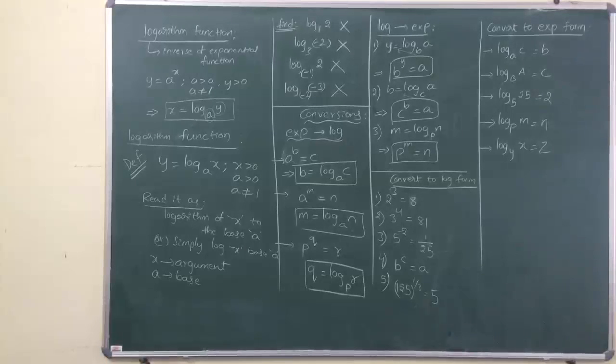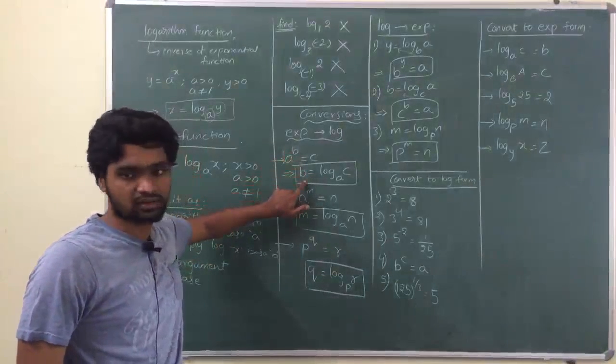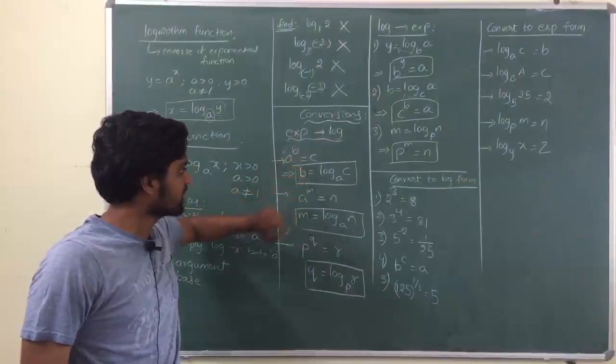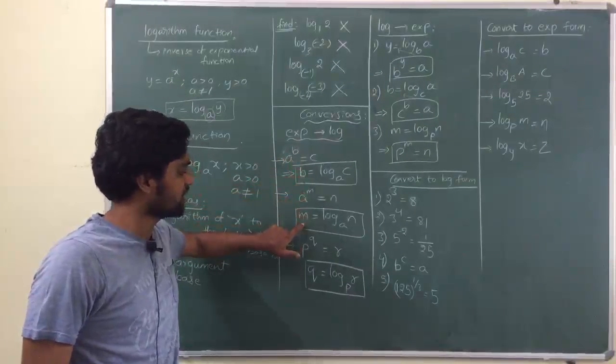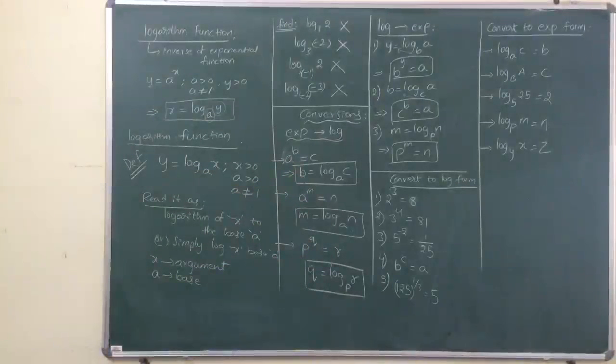The conversions we have done. What should we write in the LHS while converting into logarithm? Exponent. Okay. The exponent should be written in the LHS. The exponent becomes the value of the logarithm.